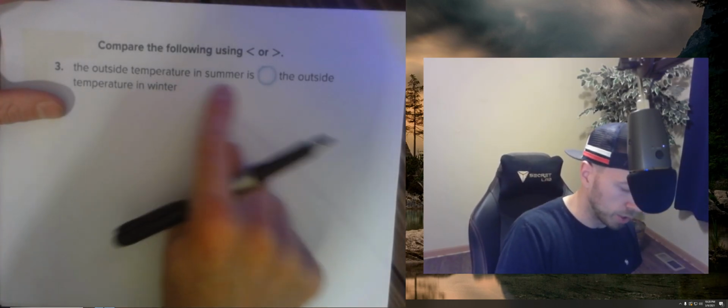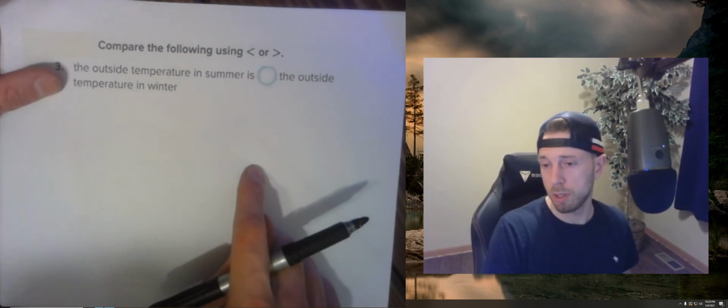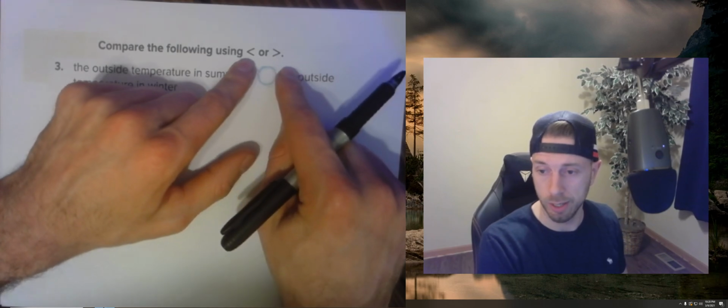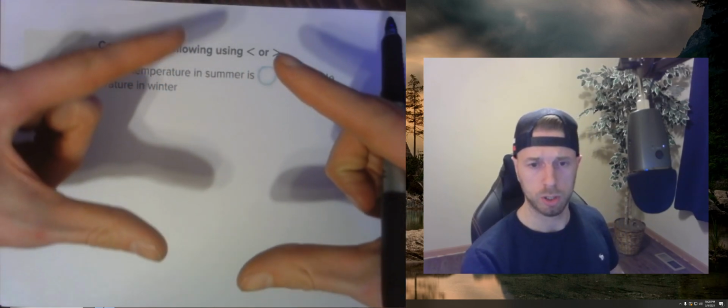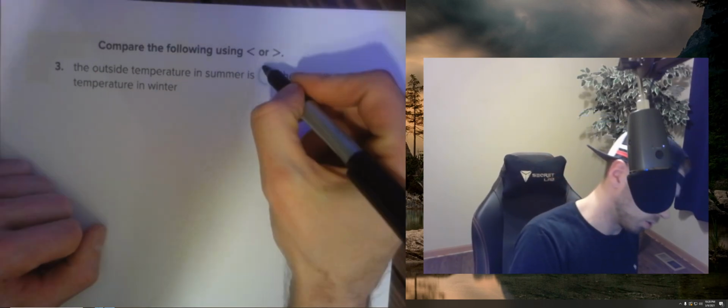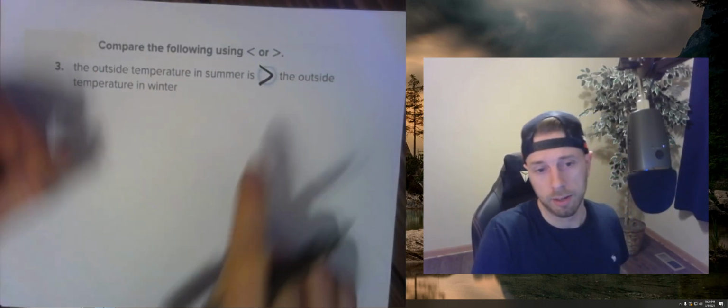The outside temperature in summer is blank the outside temperature in winter. The outside temperature in summer would be greater than. So we would use the greater than sign. And again, we're trying to learn which of these signs is which. This is less than, this is greater than. So all you have to do is say the outside temperature in the summer is greater than the outside temperature in the winter.